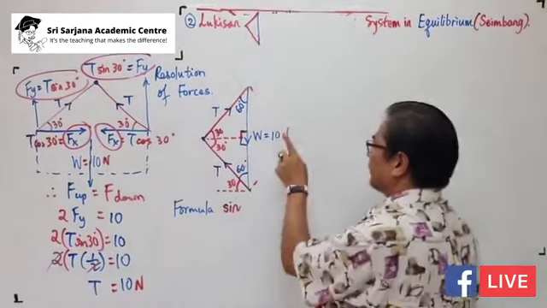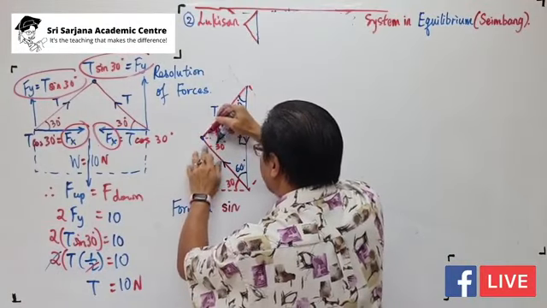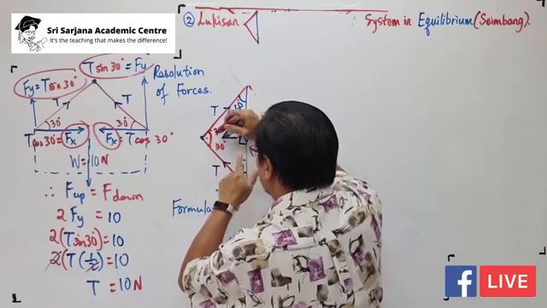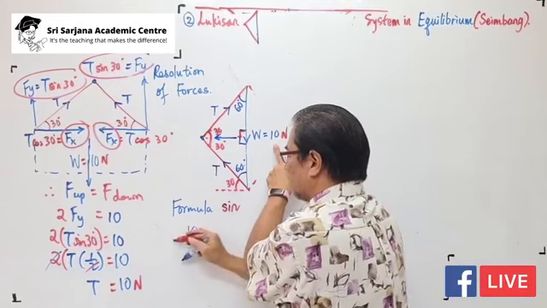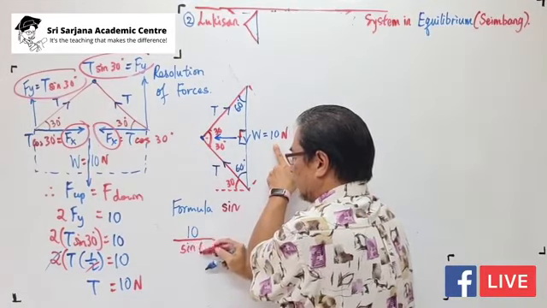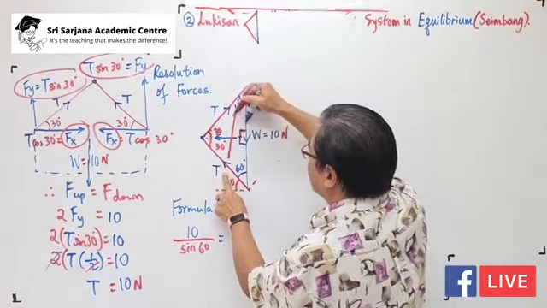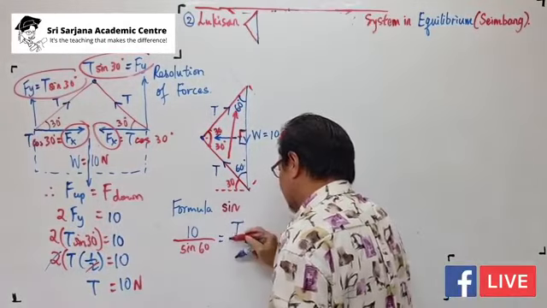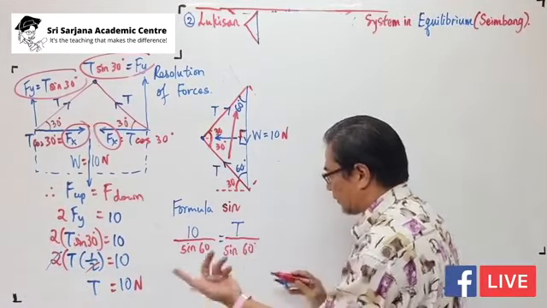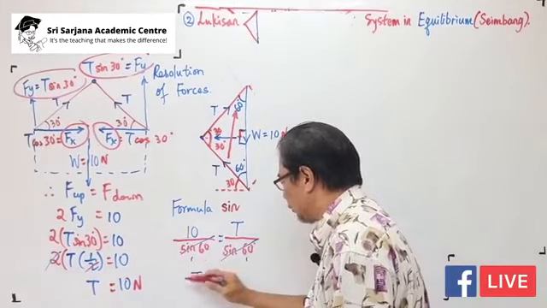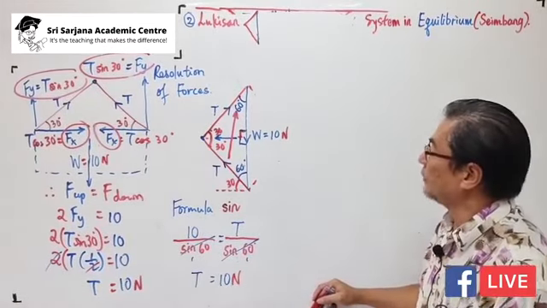You studied this in maths. This 10 over sine of this angle, that means you go across. 10 over sine 60 is equivalent to T over sine 60. This is also 60. So easy. If you have sine 60 at the bottom on both sides, you cancel it off. You're going to have T equivalent to 10 Newton. That is formula sine.